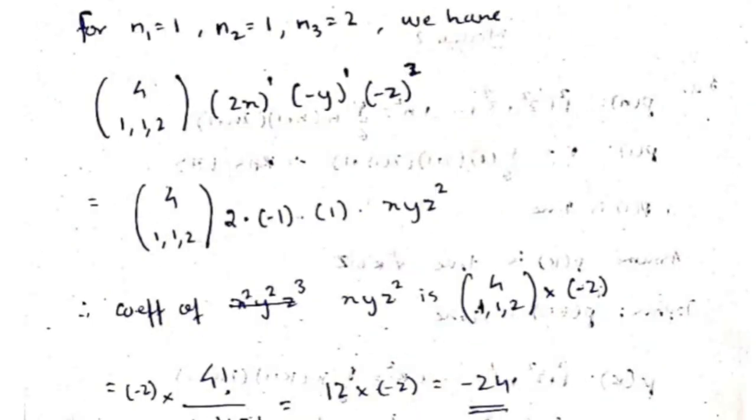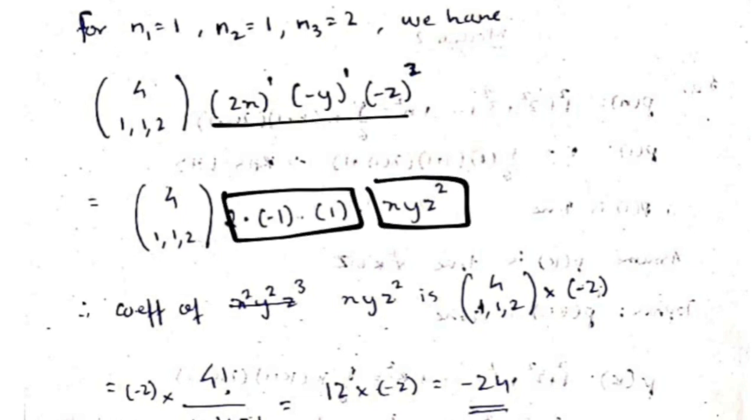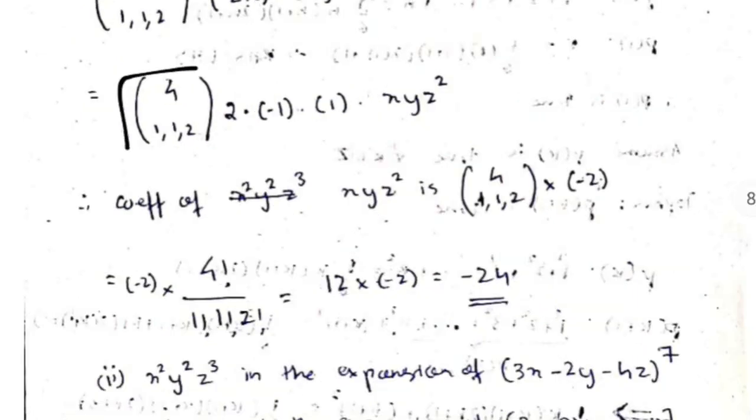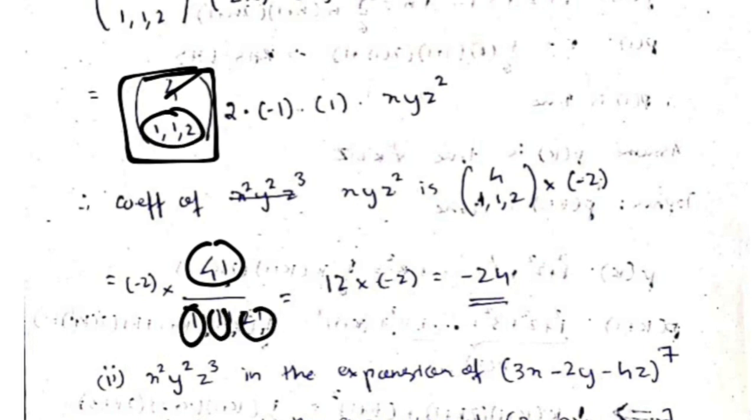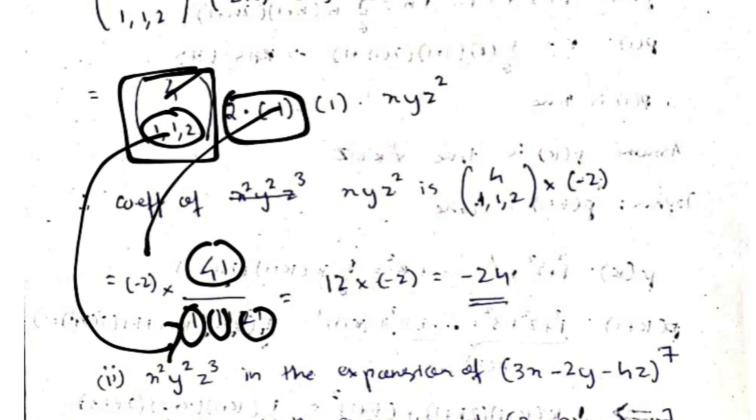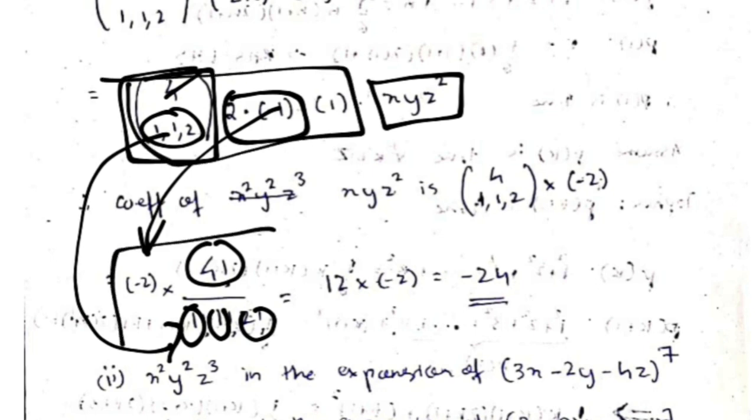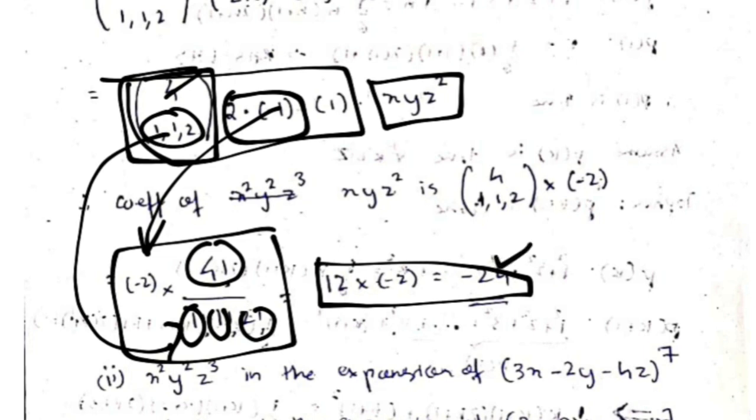Separate the variable part and the coefficient part. This can be represented as 4 factorial by 1 factorial, 1 factorial and 2 factorial. This is the expansion, and from here we get minus 2, and this one is the variable part, so the coefficient part is just this. The calculation of this will give the final answer, which is minus 24.